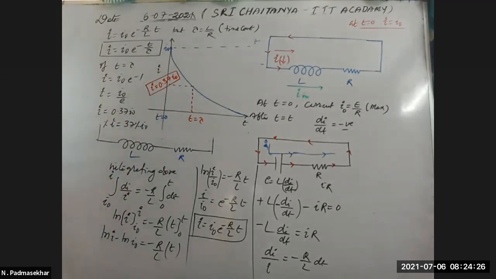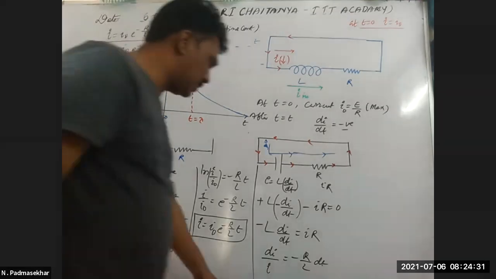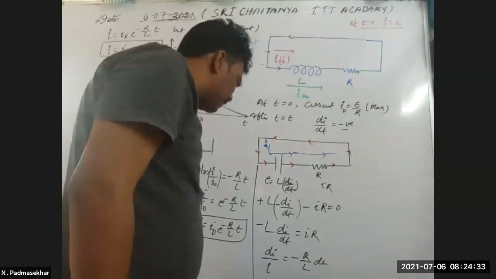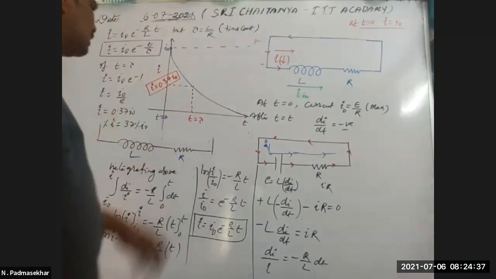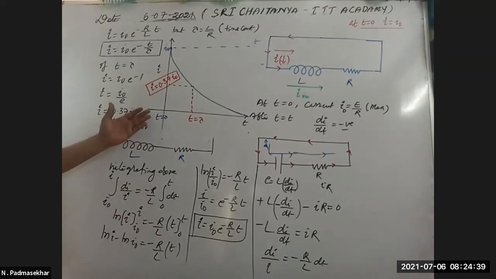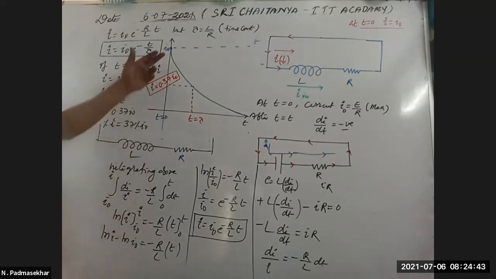And here, how to define the time constant in the case of decay? The time constant is the time at which the current decreases to 0.37, or 37%, of the maximum current during the decay. That time is called the time constant.